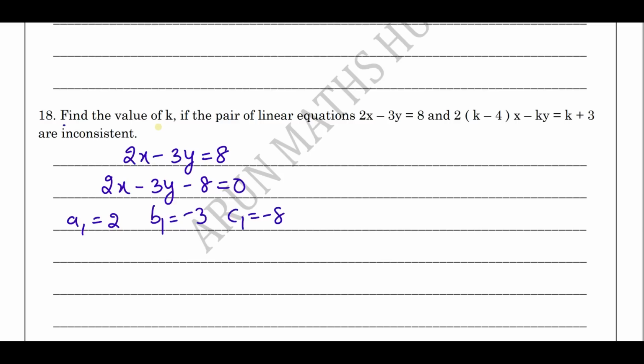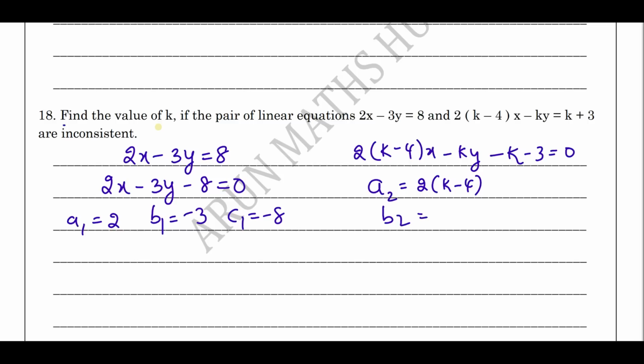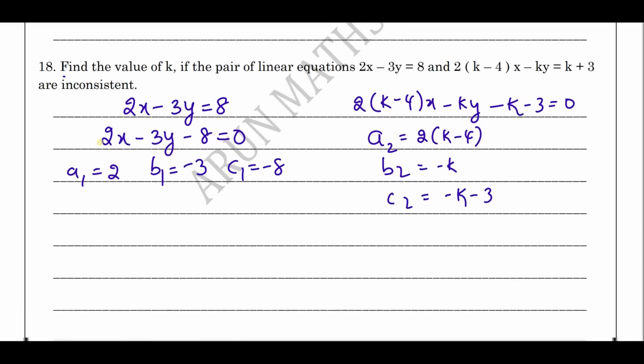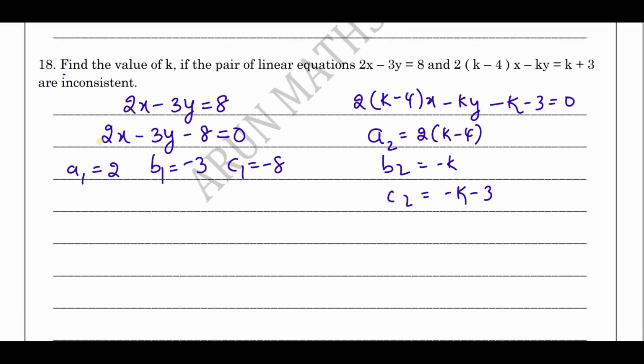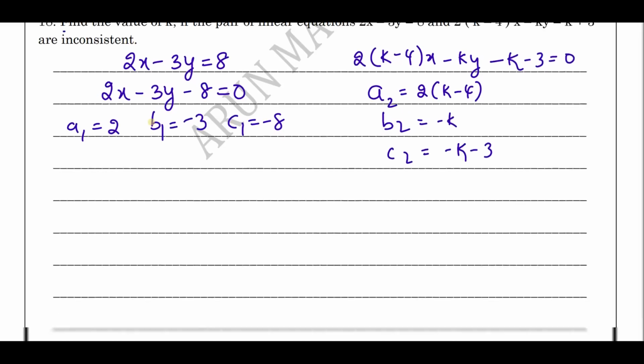In the same way, what is the next equation? 2 into k minus 4 x minus ky, shift minus k and plus k to LHS and plus 3 to LHS, it becomes minus k minus 3 equals 0. What is a2? a2 is 2 into k minus 4. What is b2? Minus k. c2 equals minus k minus 3. They have given that the solutions are inconsistent. That means the lines are parallel.